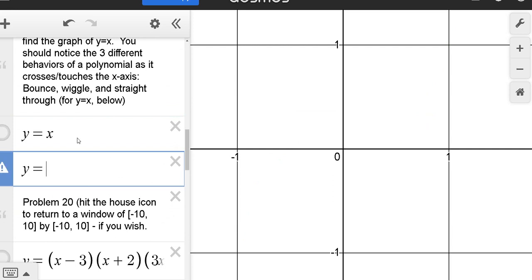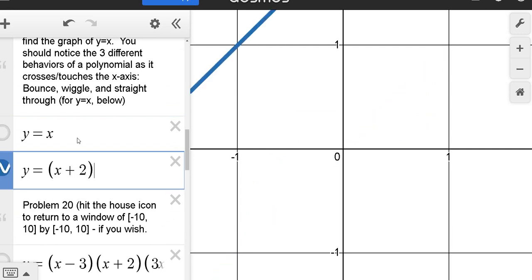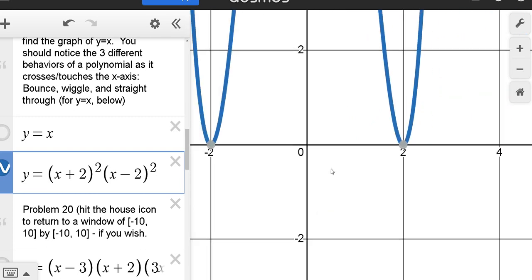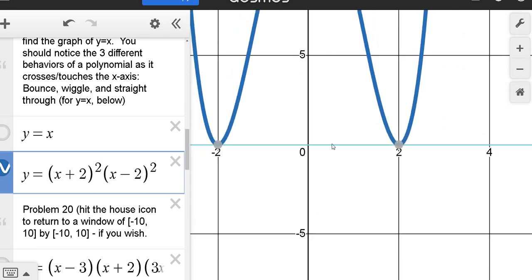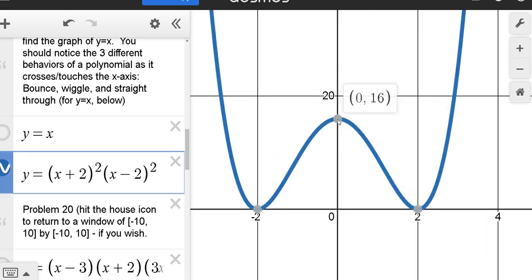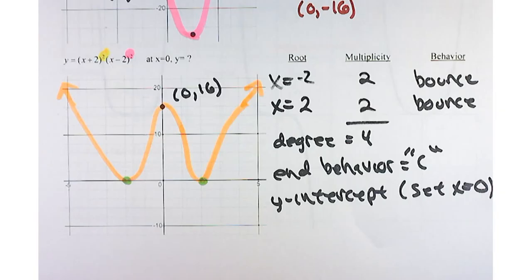Y equals x plus 2 squared and x minus 2 squared. So there's our graph. Looks pretty much like what we said it would, right? And you've got that y-intercept here at 0, 16. Great. So it's really helpful if you have these things factored. And that's going to be something we'll circle back and look at.